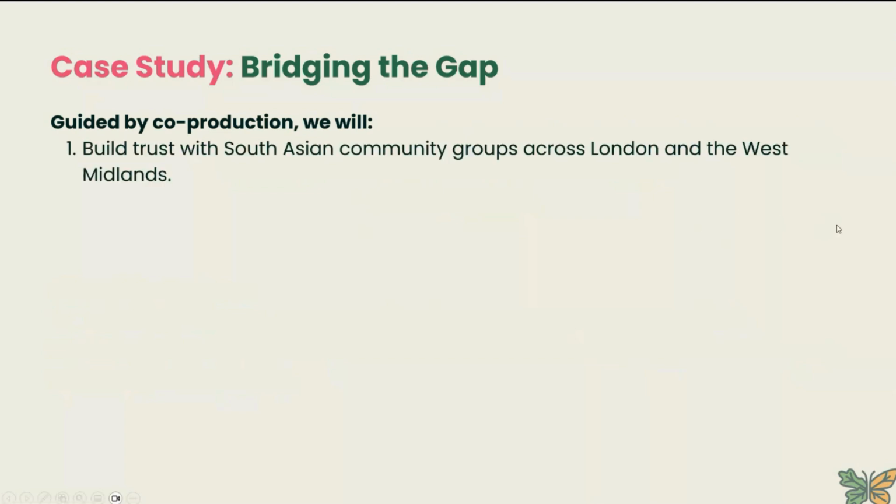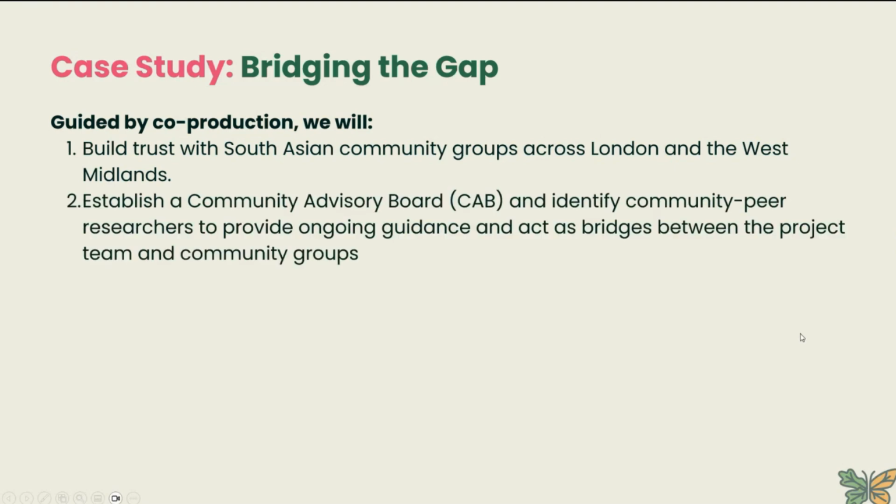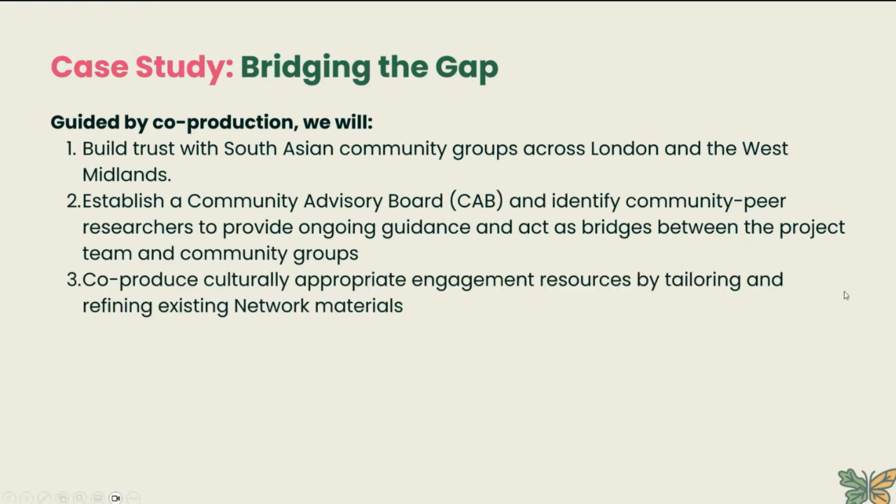So how we were going to do this was guided by co-production. We will build trust with South Asian community groups across London and the West Midlands, specifically working with a group in Croydon and one in Wolverhampton. We will establish a community advisory board to identify community peer researchers to provide ongoing guidance and act as bridges between the project team and the community groups.